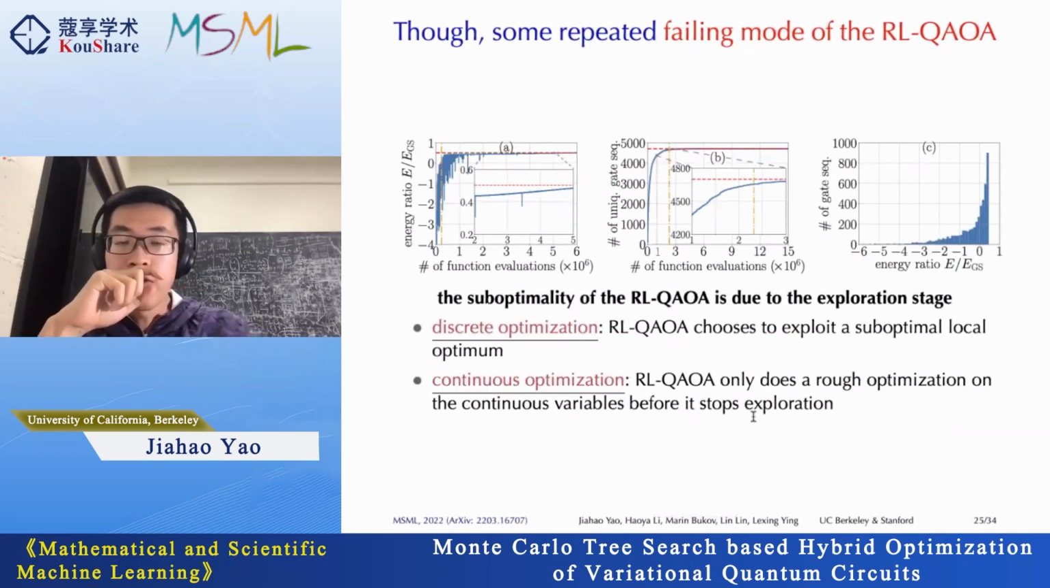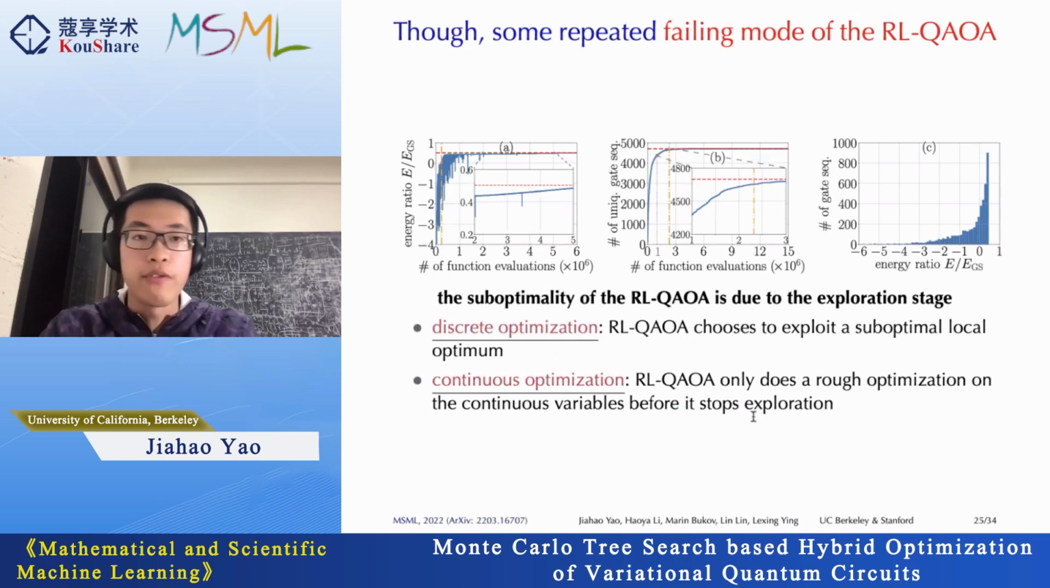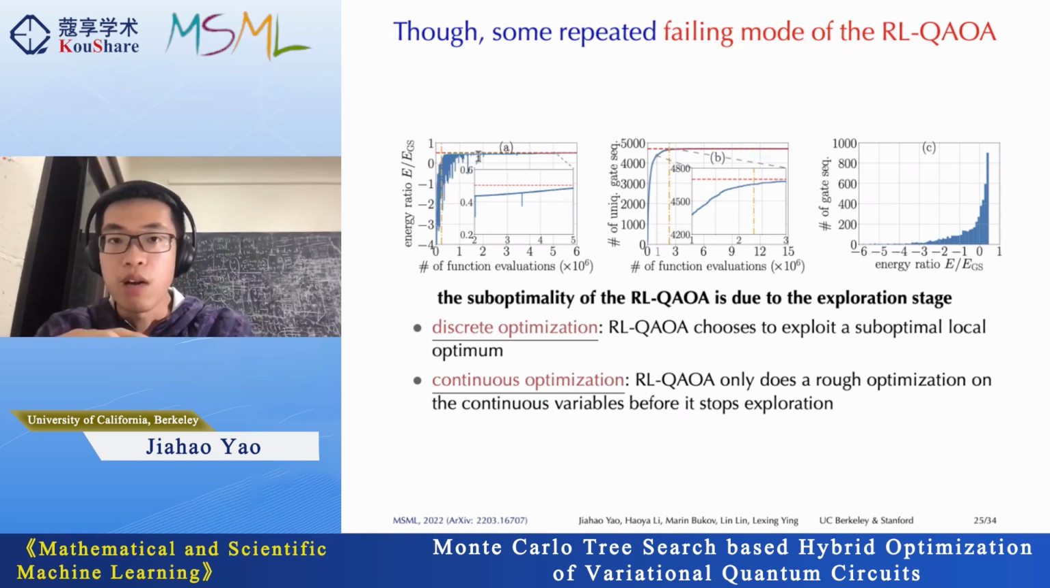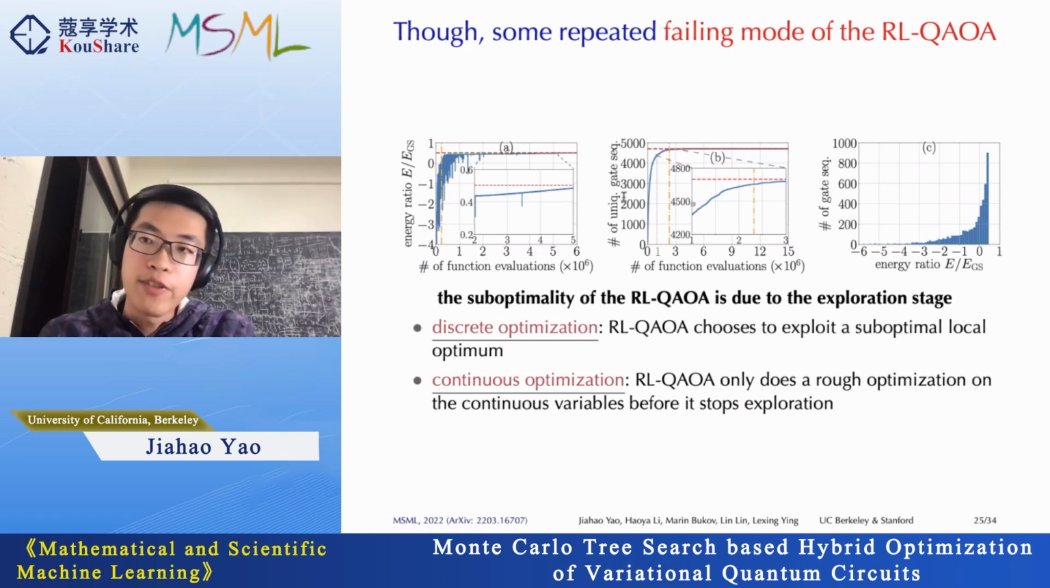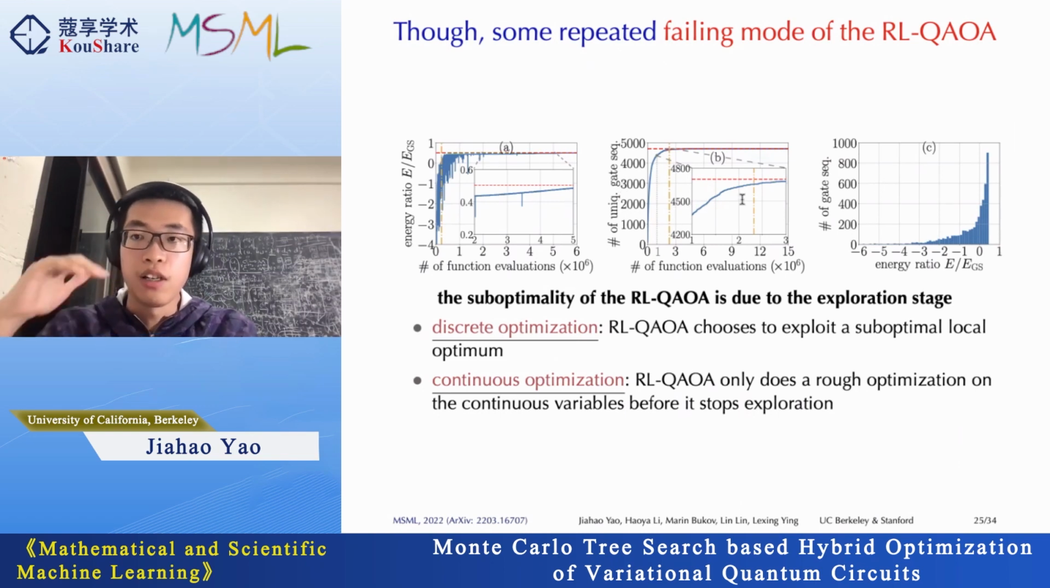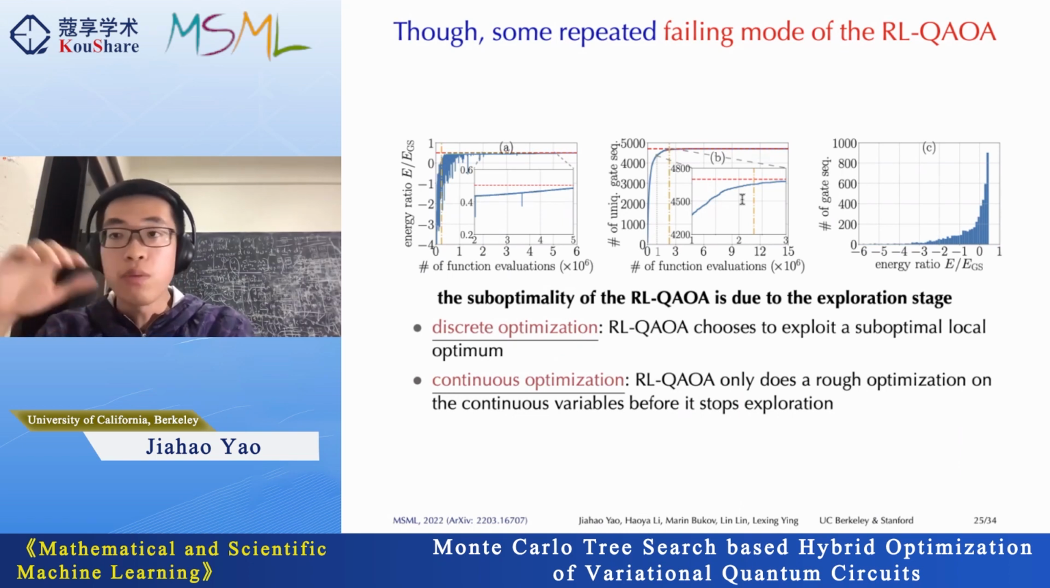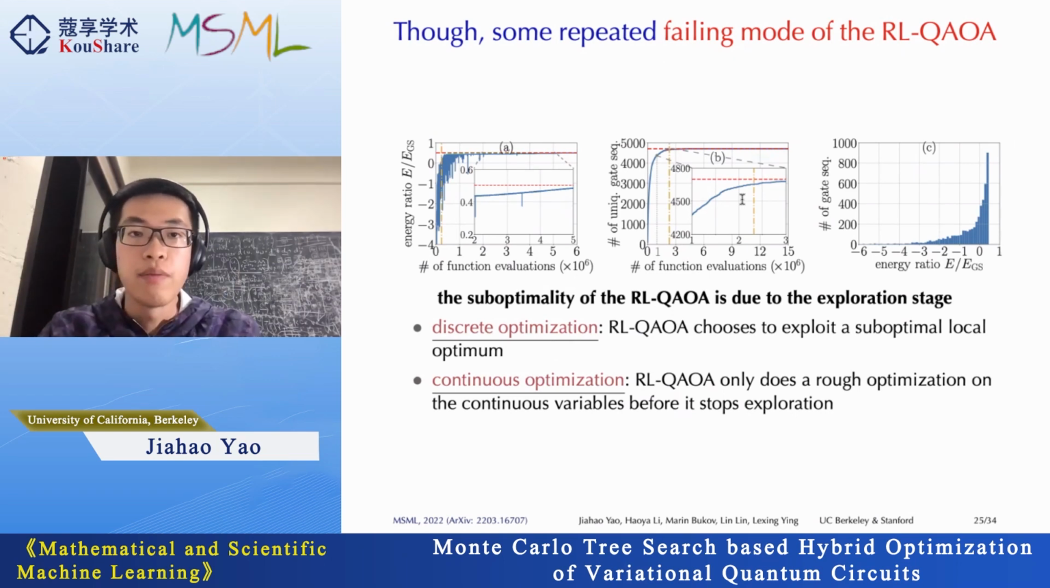However, we find there's one failing mode for this IOQAOA algorithm, which is shown in the figures. When we try to add more function evaluations to IOQAOA, we find the energy ratio, our objective, saturates at some point. And when we increase the function evaluations, the number of unique gate sequences plateaus at some point. Which means at some point this QAOA didn't explore other gate sequences. This is also shown in this histogram here.